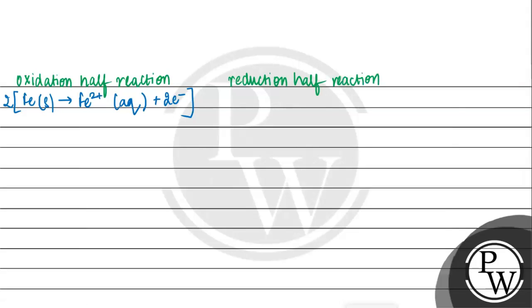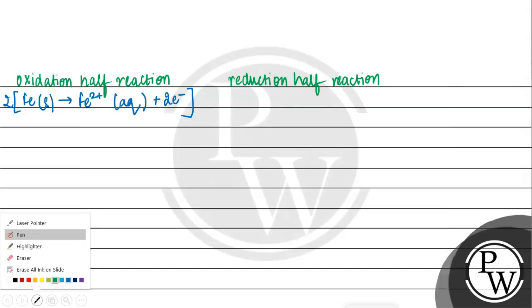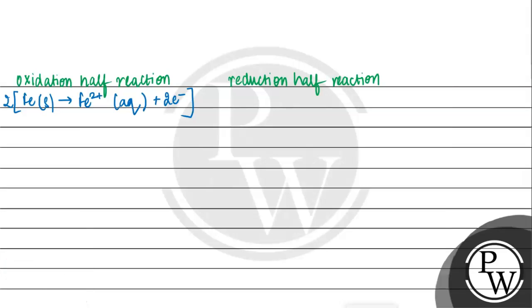ठीक है, रिडक्शन हाफ रिएक्शन देखते हैं अब. It will be occurring at the cathode. तो हमारा कैथोड पे हो रहा है 4H+ plus O2 plus 4 electrons gives 2H2O. हम इन दोनों चीज़ों को ऐड कर देंगे, to get the overall cell reaction.